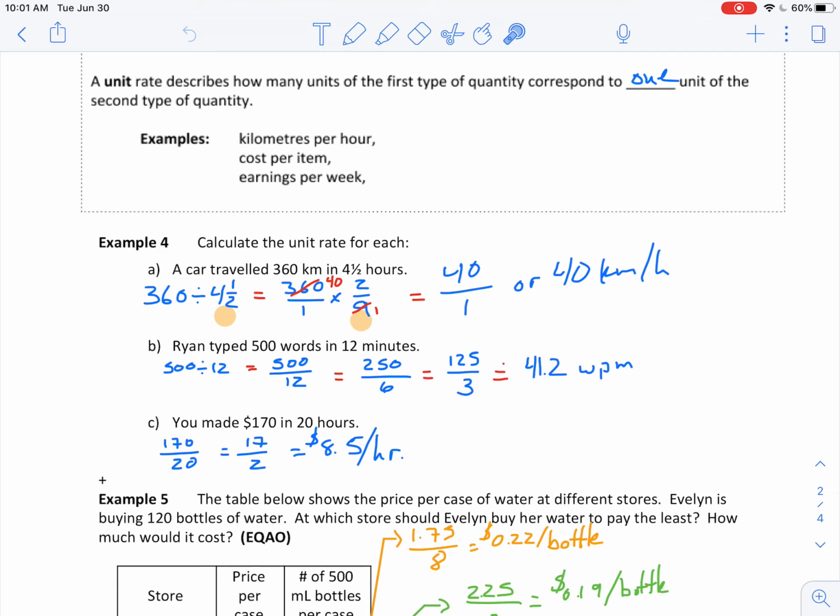Now I multiply across the top. 40 times 2, and then 1 times 1. So in this case, that should be 80. 40 times 2 is 80. 80. There we go. My bad.